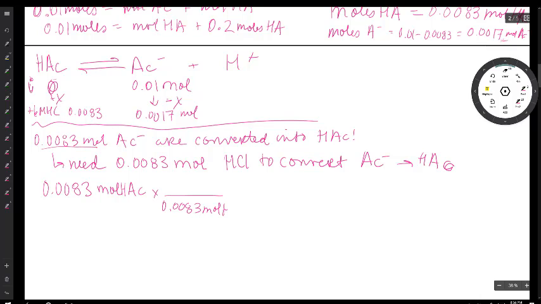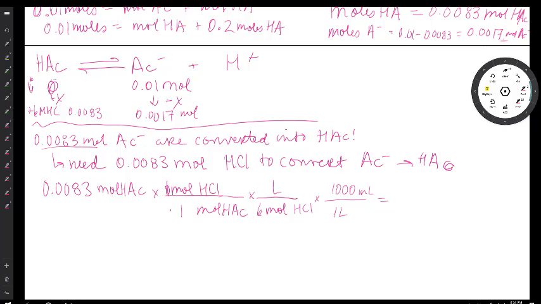Oops, let me correct that there. HAC. And whoops, that's actually a 1-to-1 ratio there. We can make that conversion because we make the assumption that HCl is a strong acid, so it's 100% H plus and Cl minus. Then we divide by the molarity of the HCl we're adding, multiply it by 1,000 to get the milliliters, and that gives us a volume of, let me quickly work it out.